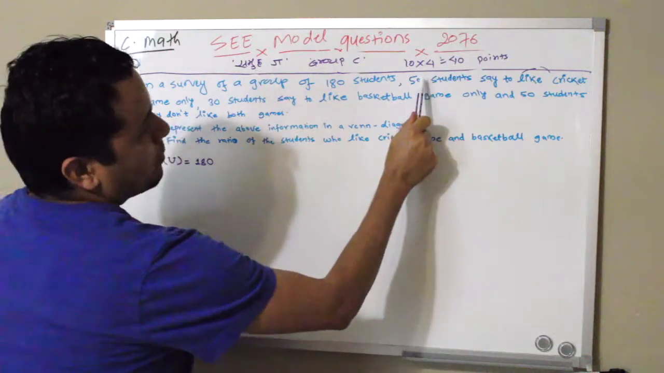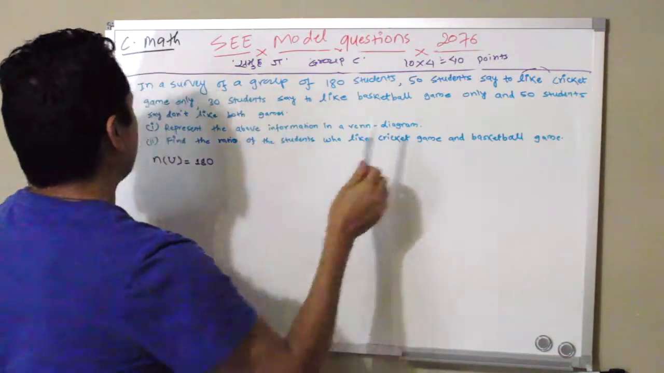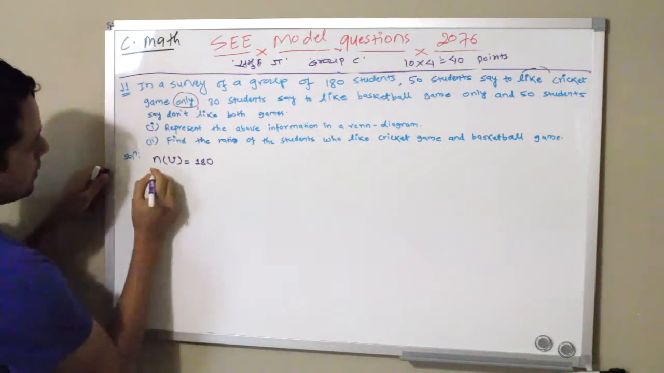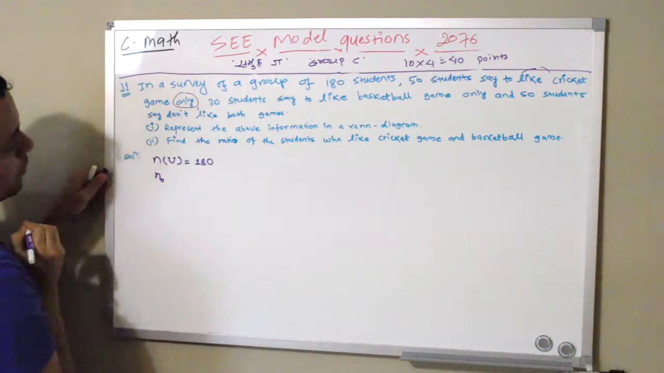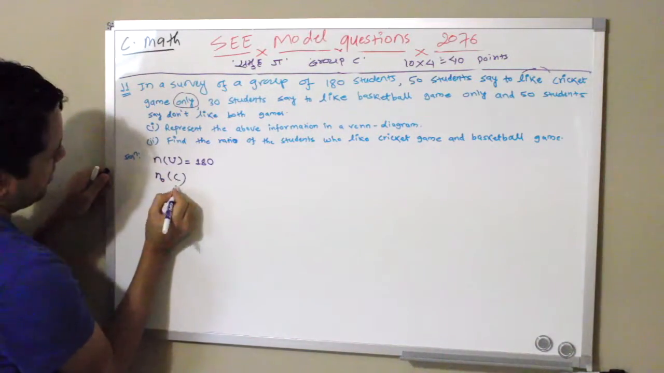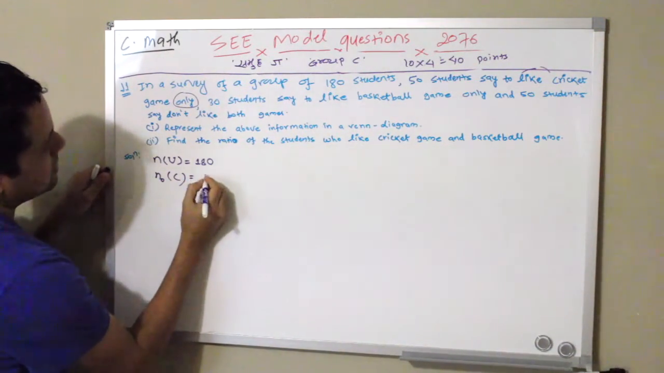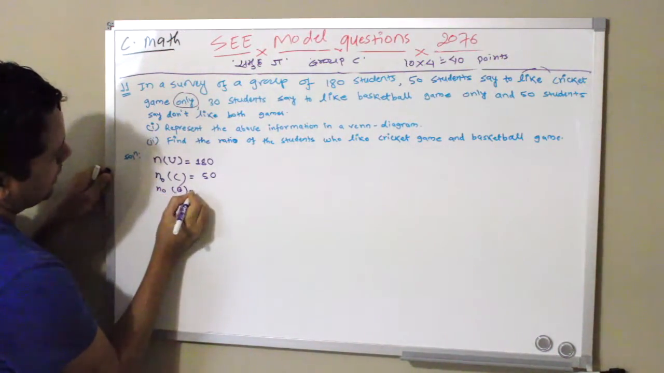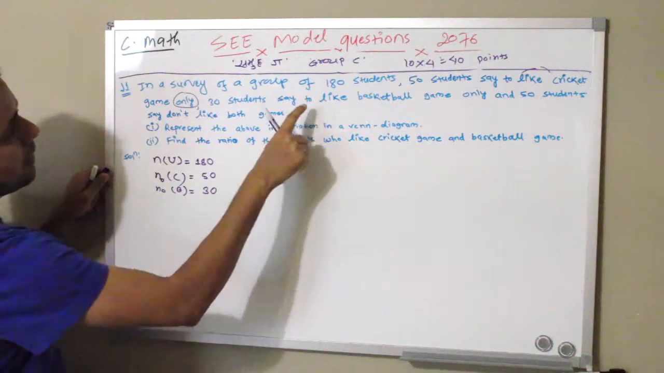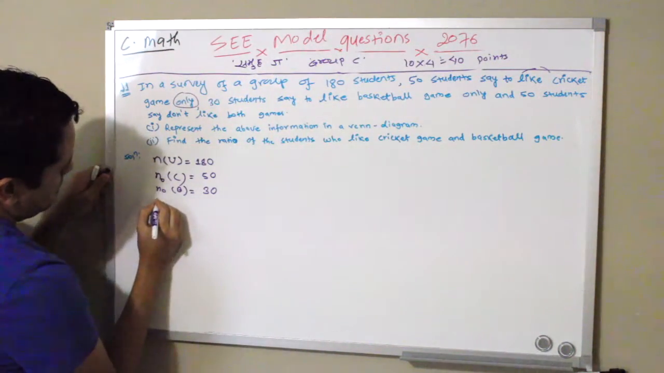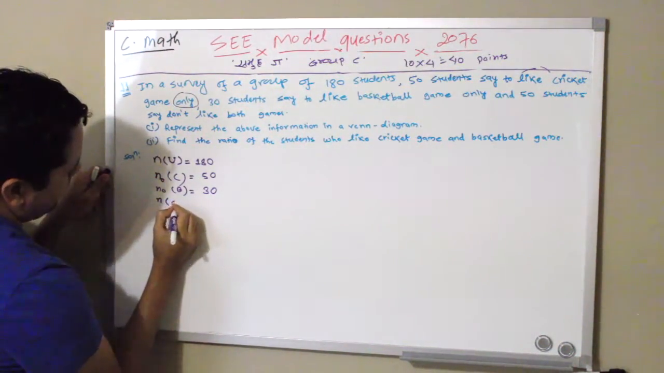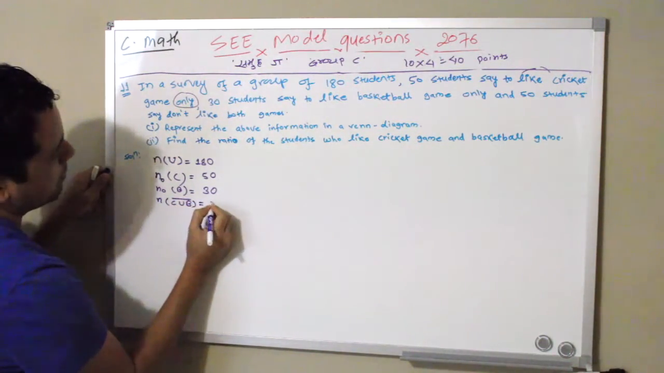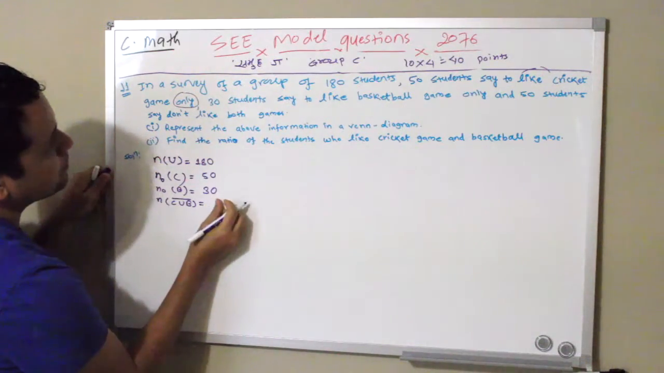The more important thing is this: 50 students like cricket only. This is the most important thing here, only. So I write it like this, cricket only, which is 50. Similarly, basketball only is 30. And none of them is the complement, which is also 50.